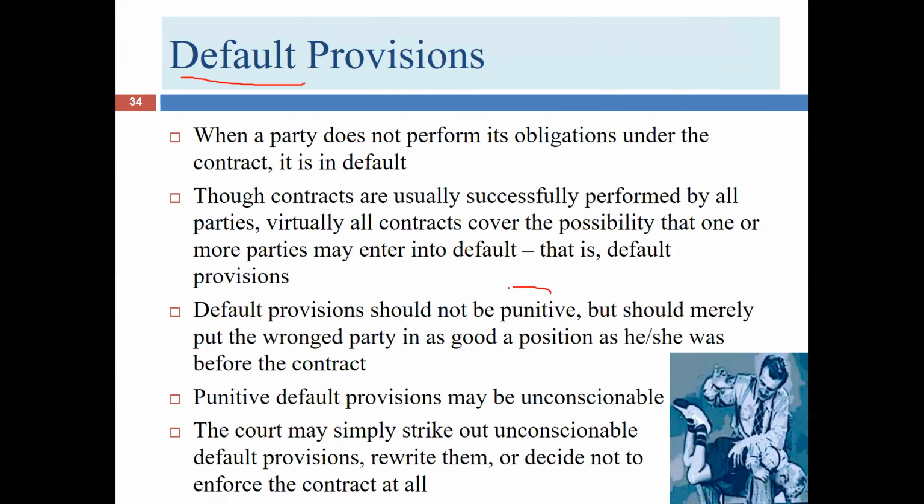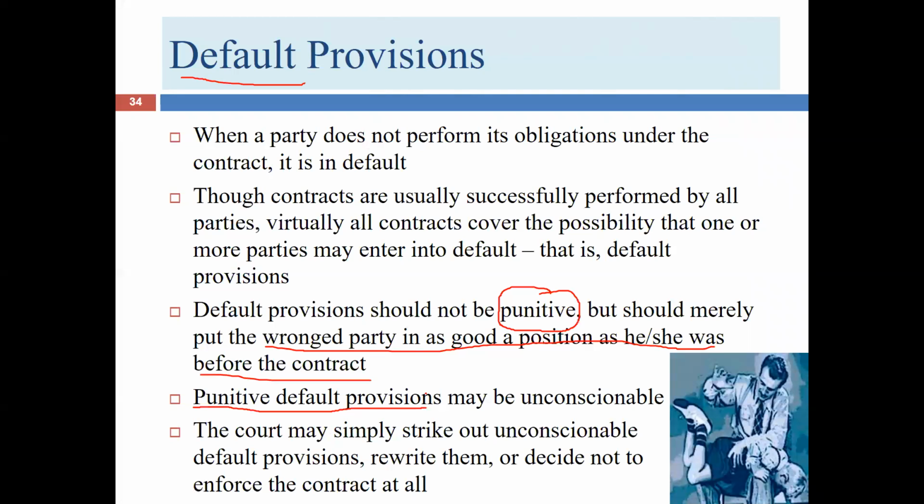You do not want default provisions to be punitive, so not like the spanking scenario. What you want instead is that the defaulter, or the person who is being defaulted against, so the victim of the default, is not disadvantaged. He's not in a worse position because of the default than he would have been in if there had been no default. So we want the wronged party to be in as good a position as he or she would have been in before the contract. It shouldn't be punitive. The wronged party shouldn't be better off because of the goodies he's going to get as a result of the default. We don't want that. Punitive default provisions can definitely be held to be unconscionable.